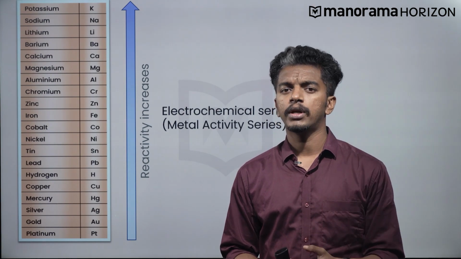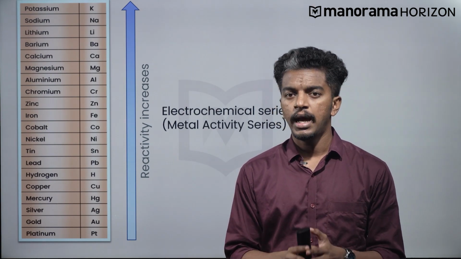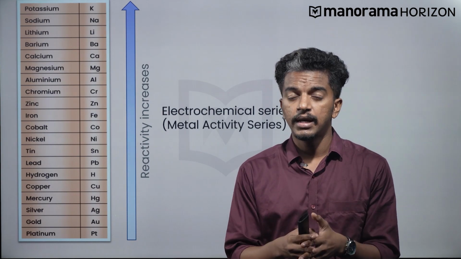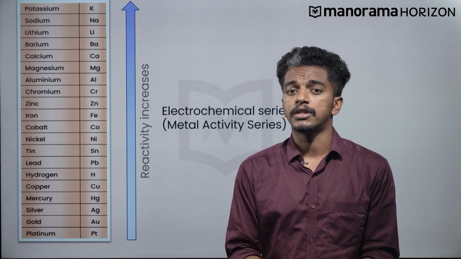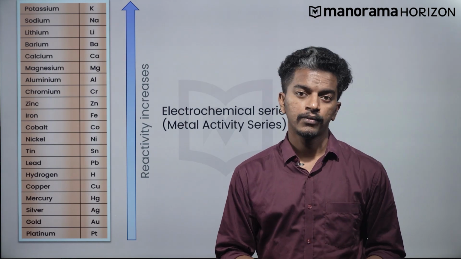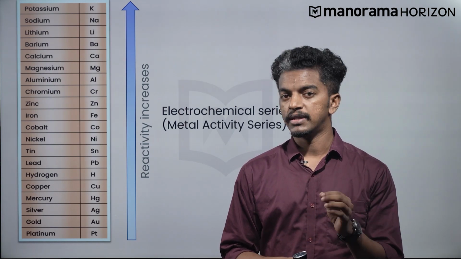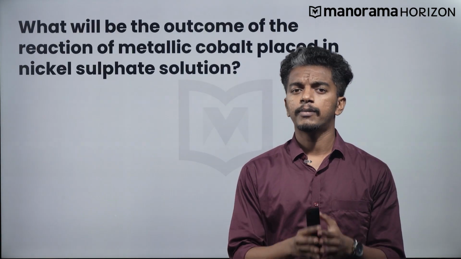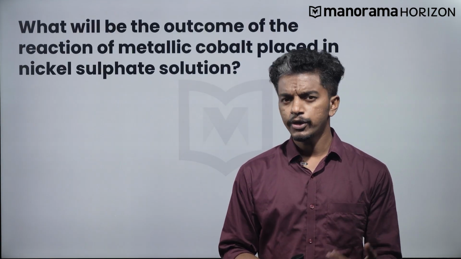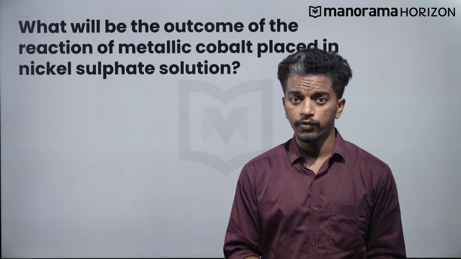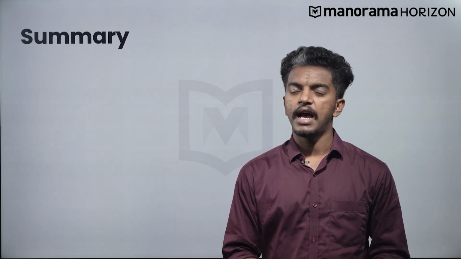The competition for electrons between various metals helps us to design a class of cells named galvanic cells, in which the chemical reactions become the source of electrical energy. We will study more about these cells in class 12. With the help of the electrochemical series and the concepts we have discussed so far, can you try to predict the outcome of the reaction of metallic cobalt placed in nickel sulfate solution? With this, I will summarize this video.